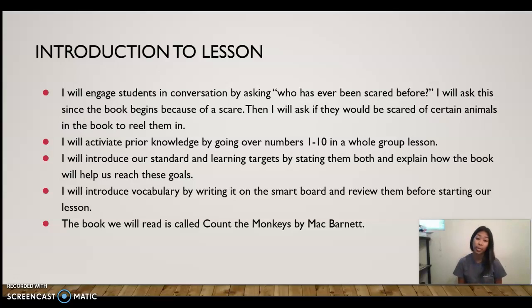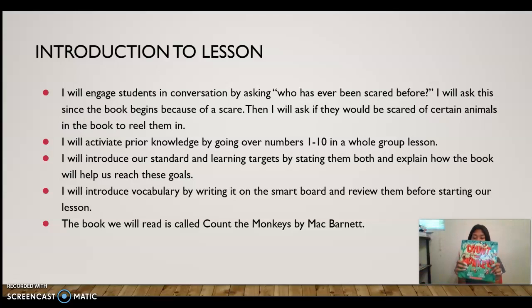I will introduce vocabulary by writing it on the smartboard and reviewing it before the story. There are some words in here that I feel can be a little tricky, so I'm going to review those so there's no confusion. The book we will be reading is called Count the Monkeys by Mac Barnett.